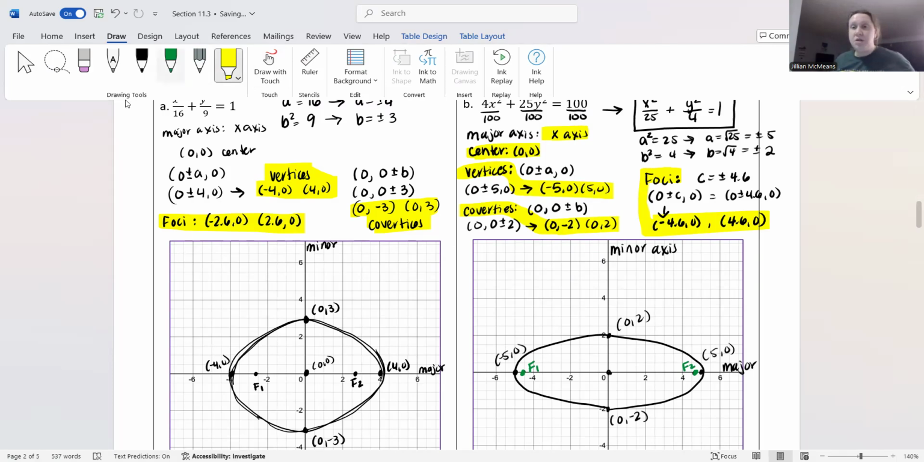So in the next video, we're going to look at what happens if we do have a transformation. What's going to happen there is the center is no longer going to be the origin. The center is going to be some ordered pair H comma K.